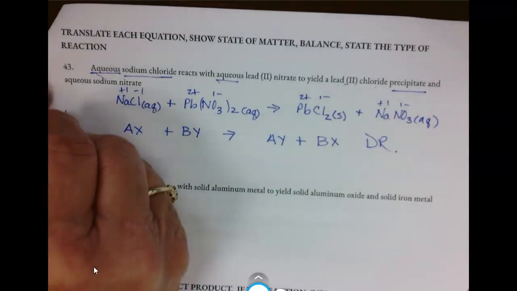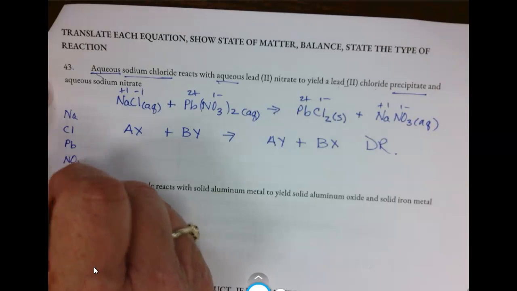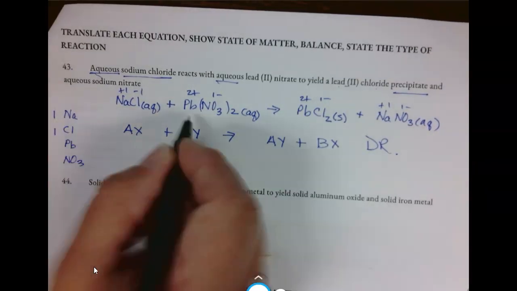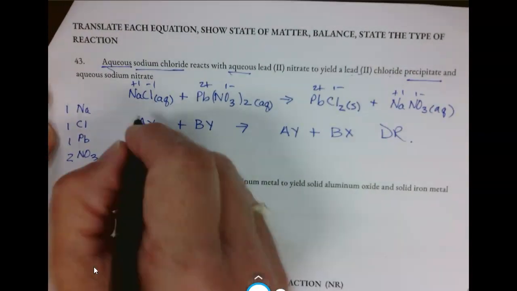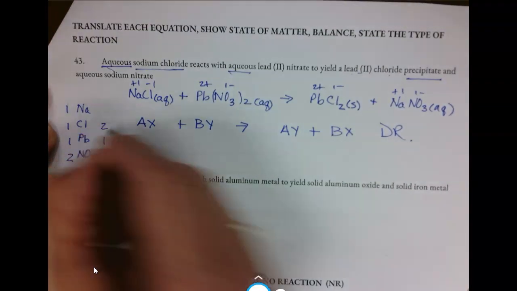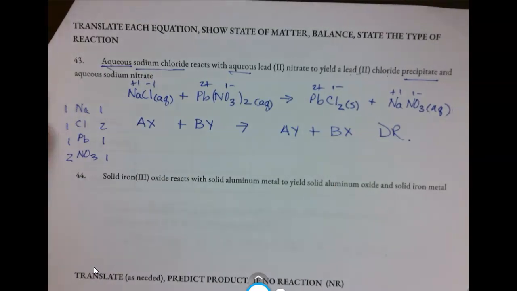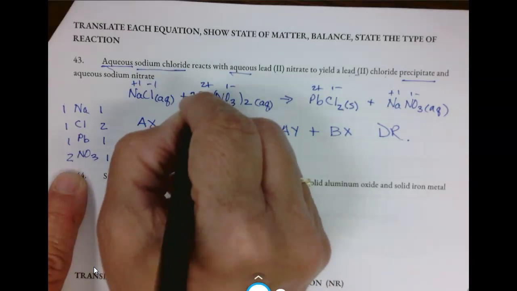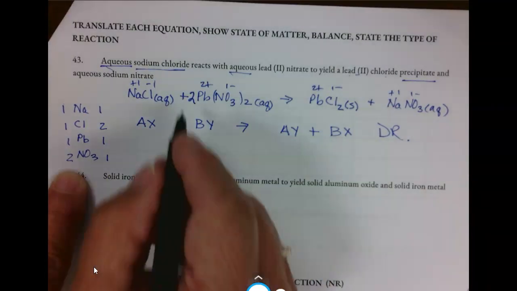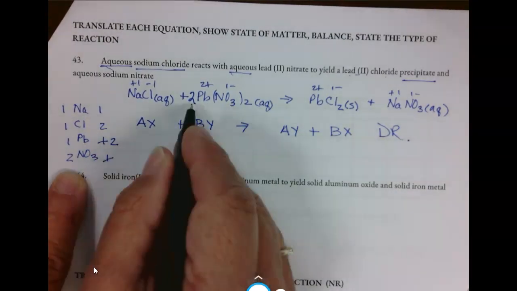Okay, so I'm going to first come over to the side, and I'm going to leave my polyatomic together, the NO3. Okay, so I have 1 sodium, 1 chlorine, we just do a count, 1 lead, and 2 nitrates. So that's what I have to start with. On the other side, I have 1 lead, I have 2 chlorines, 1 sodium, and 1 nitrate. Okay, so there's my count to start with. Now, I'm going to always start with my polyatomics. So I'm going to start balancing right here. So I'm going to put a 2 in front of that. That's going to double the lead and double the nitrate in this case.